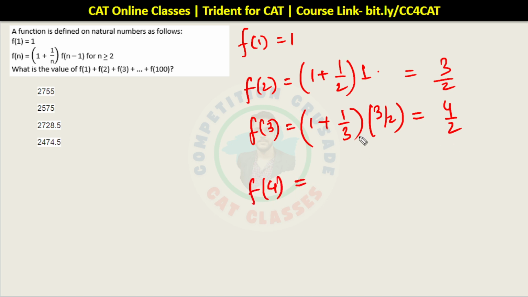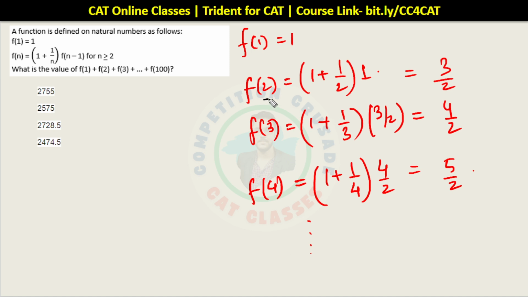All right, so let's move ahead. So this is going to be 1 plus 1 by 4, f of 3, which is 4 by 2, 5 by 2. Okay. Now I think we have got the pattern, and the pattern is pretty evident.